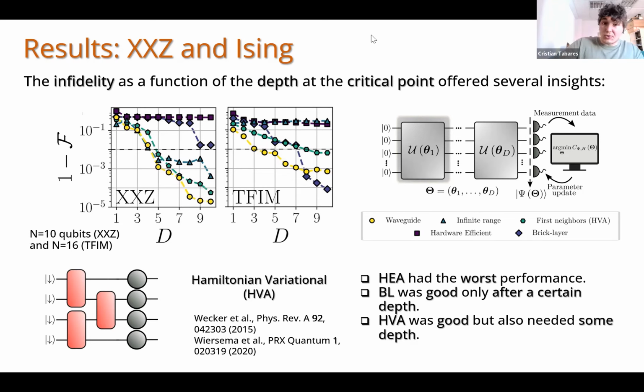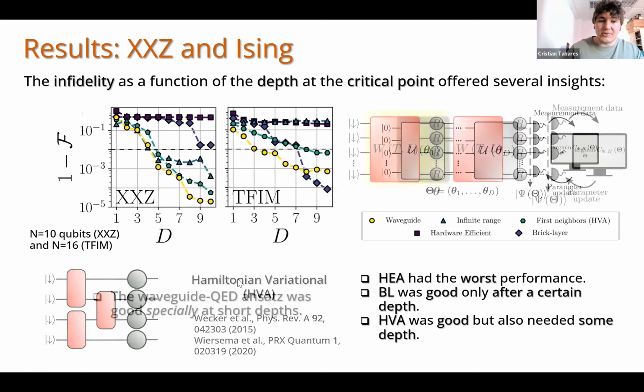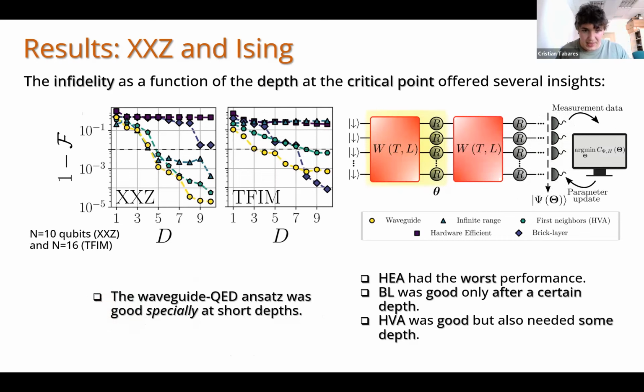But the problem is that although it works well, as you can see here, you need some depth to reach good results. Now, when we go to the waveguide-QED ansatz, what we find is that it works really well, especially at short depths. In some sense, since we can variationally optimize the range of interactions and the distribution for each of the layers, we first generate a state that is very entangled, and then with the next layers we are able to correct this state to finally reach an accurate ground state with just a few layers.